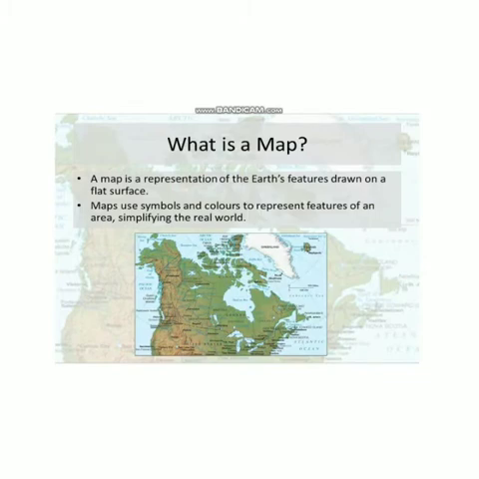What is a map? A map is a representation of the Earth's features drawn on a flat surface. Maps use symbols and colors to represent features of an area, simplifying the real world. In simple words, we can say that a map is a drawing of the whole earth or a part of it on a flat surface.